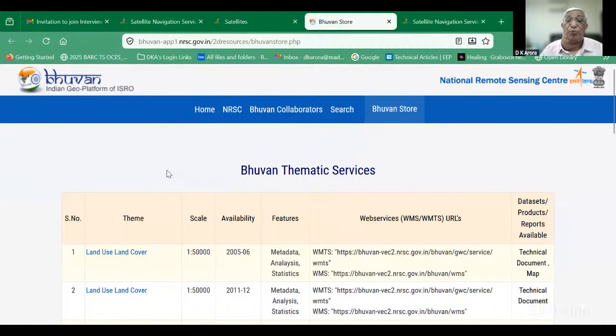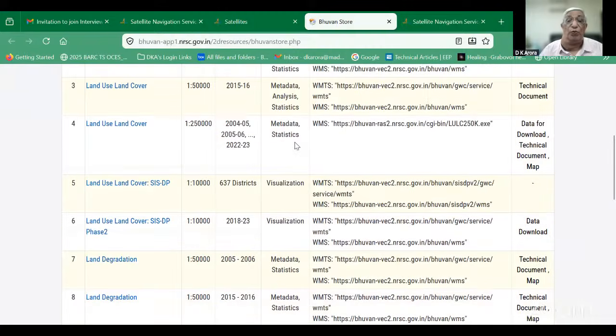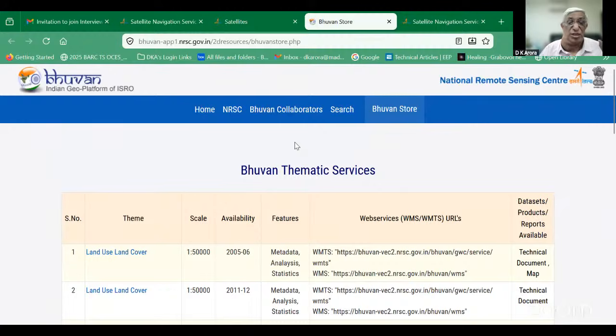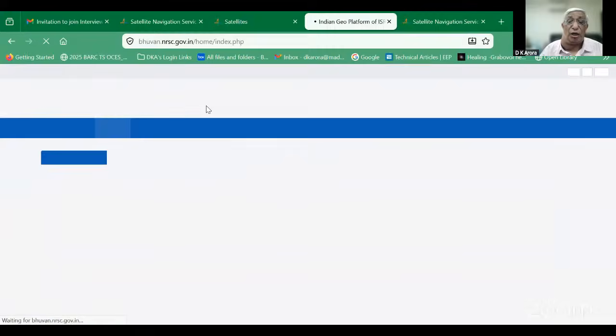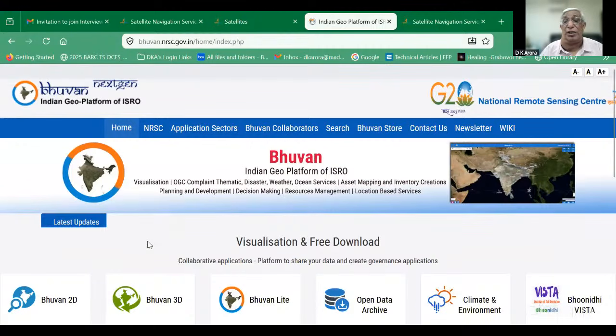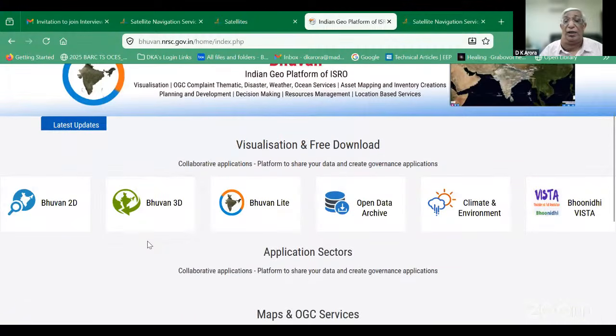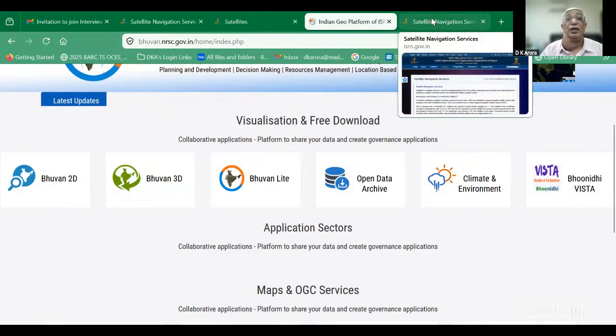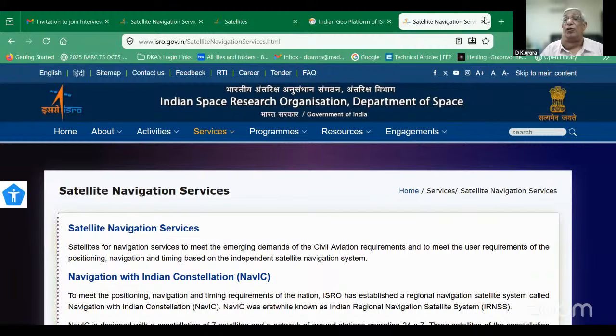Then there is mention of an acronym called BHUVAN. What is the application of BHUVAN? This is again data which is available for downloading, right? So just know the purpose for which BHUVAN is being used. It's a part of the National Remote Sensing. So it's an Indian geo platform of ISRO, right? So just know a little bit about the activities. BHUVAN and BHUNIDHI, these are the 2 terms which are used in conjunction with each other. Okay. Satellite navigation service, I have already talked about.